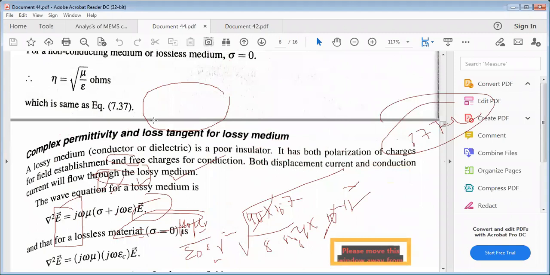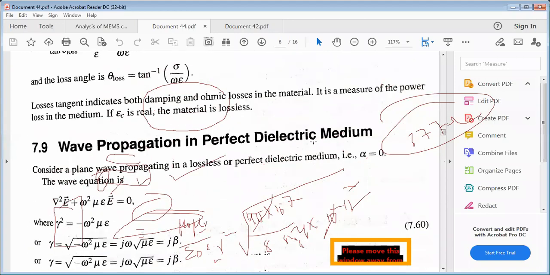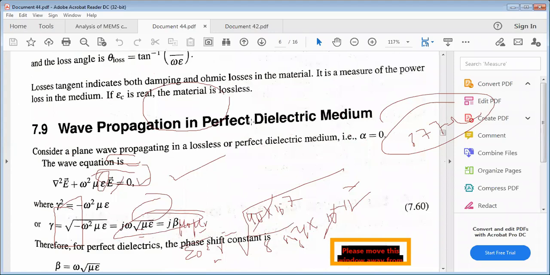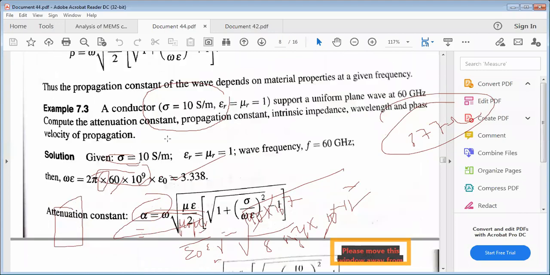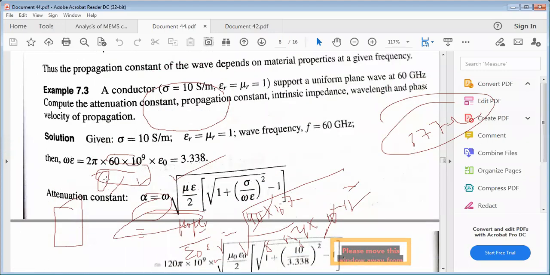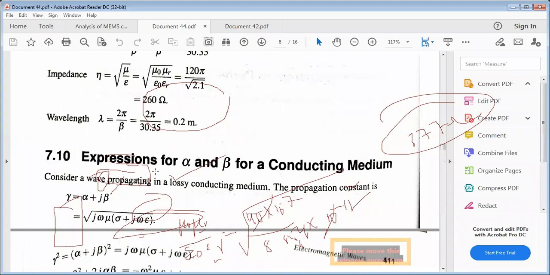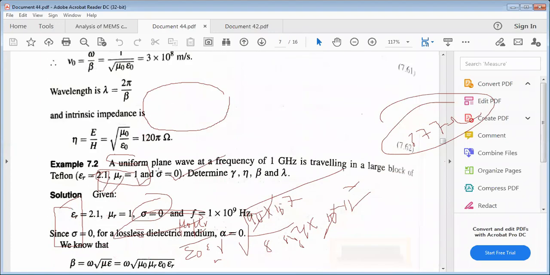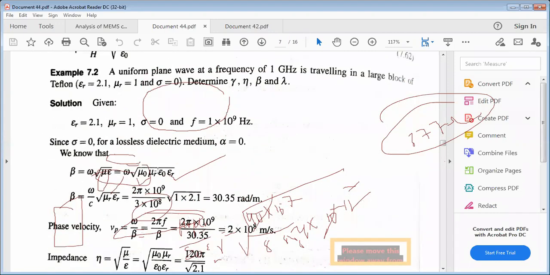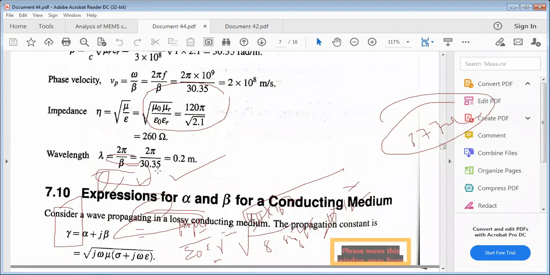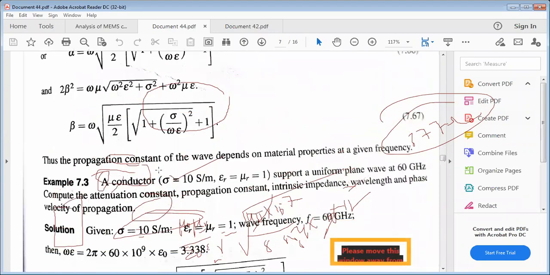But here it is not mentioned; this is the finishing derivation. Next, complex permittivity and loss tangent, this is not required. So next is simply wave propagation in perfect dielectric mediums. I think the time is not sufficient, so I will continue wave propagation in the remaining mediums in the next class.